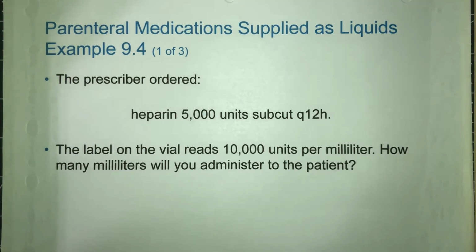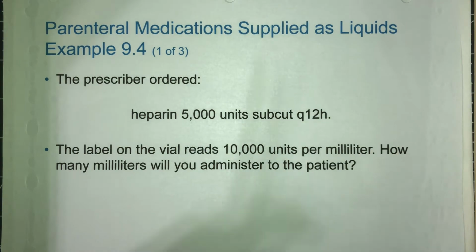This is part 3 of the Chapter 9 lecture. We have this problem, the parenteral medication supplied as liquids. This is example 9.4. The prescriber ordered heparin at 5,000 units subcutaneously every 12 hours. The label on the vial reads 10,000 units per milliliter. How many milliliters will you administer to the patient?